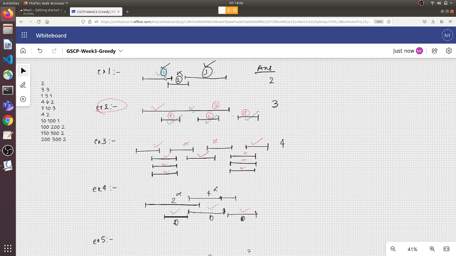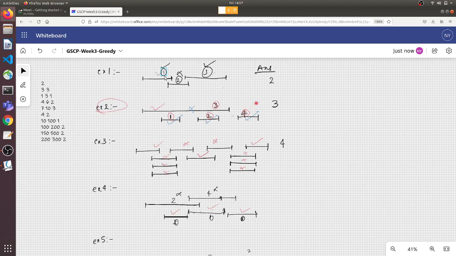This one is the first, this is second, this is third, this is fourth. So when we pick them, we first pick 1, then we discard 3. And then after that we pick 2, and when we pick 2 we see that there is no overlap, so then we go ahead and pick 4. So the answer is 3 for this one.